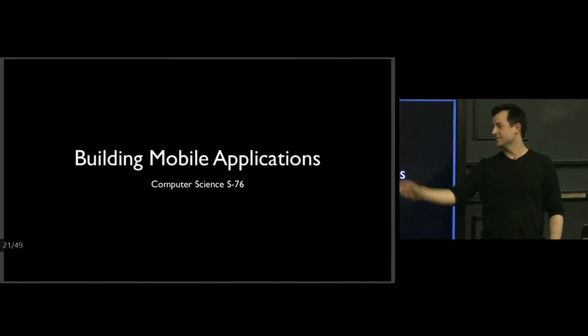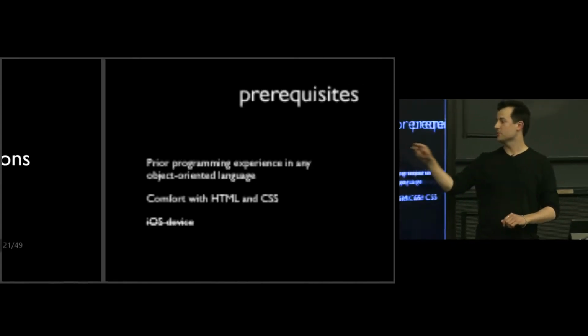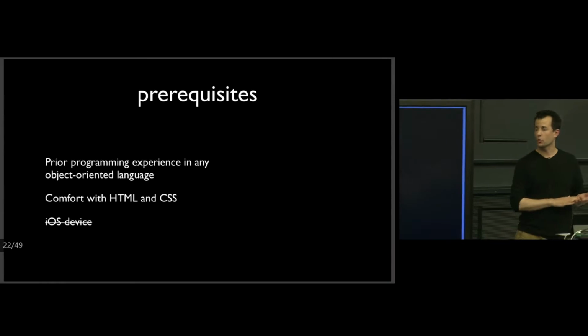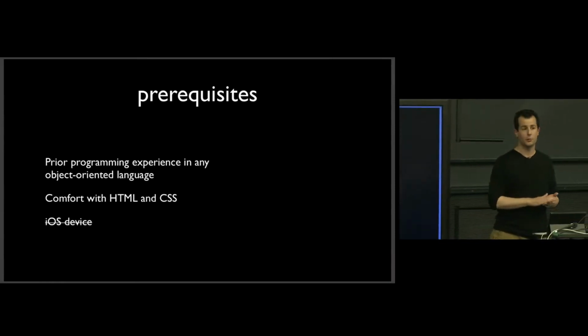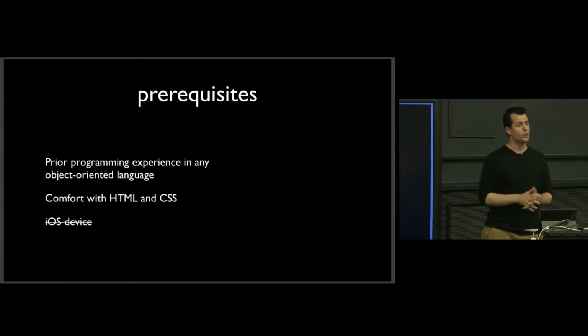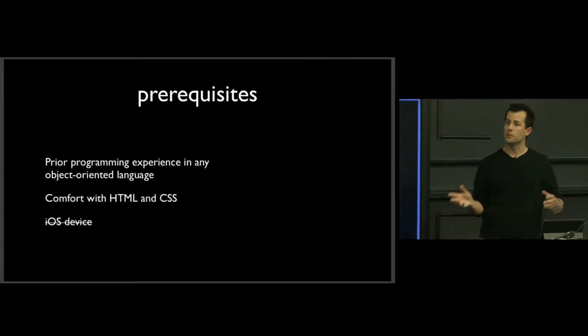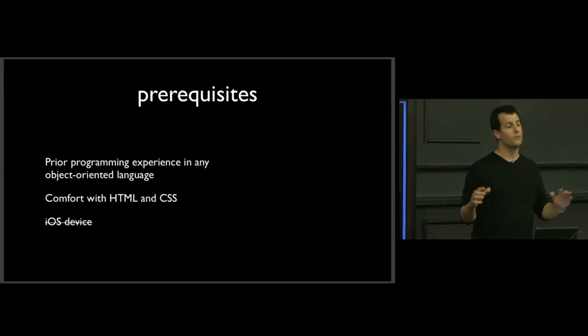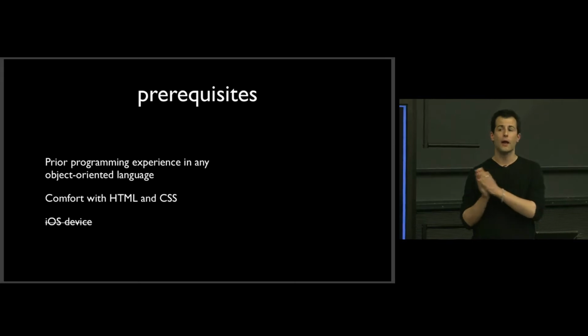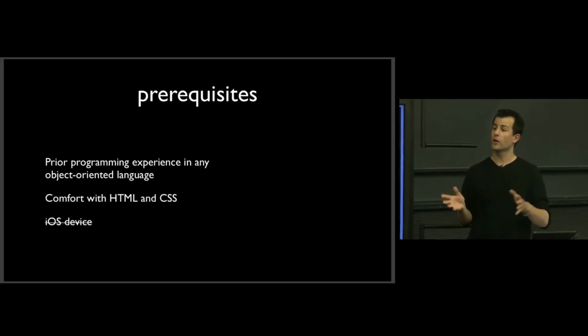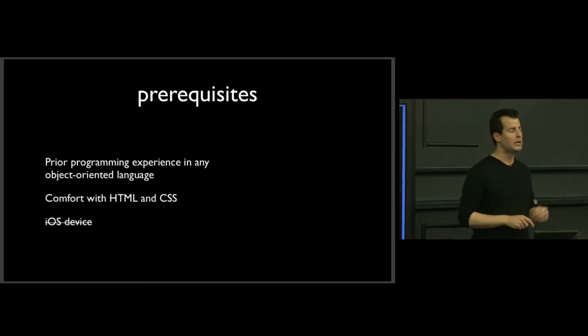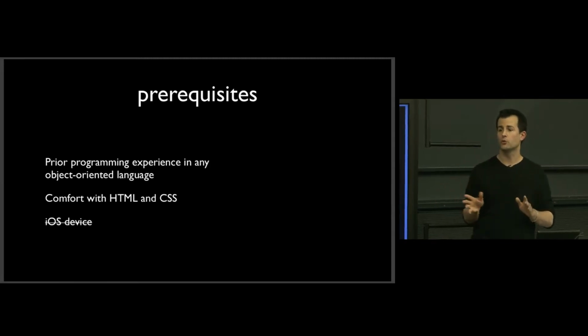So this is building mobile applications. What does that actually mean? The prerequisites for the class, as you might have seen in the course catalog, are simply these: prior programming experience in any object-oriented language. So that could be something like Java, C++, C#, or any number of other languages. But the goal is to have students in this course have comfort already on the way in with the notion of classes and objects and instance variables and class variables, even if you know some of those things by different names.